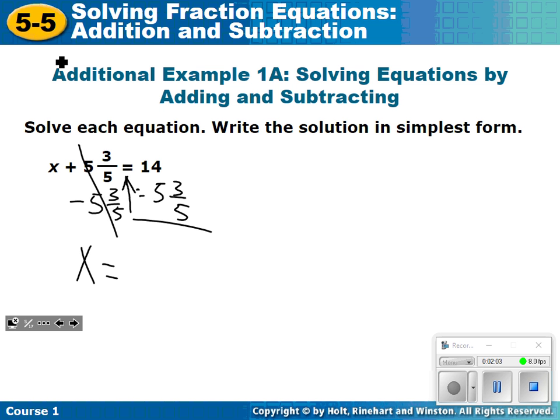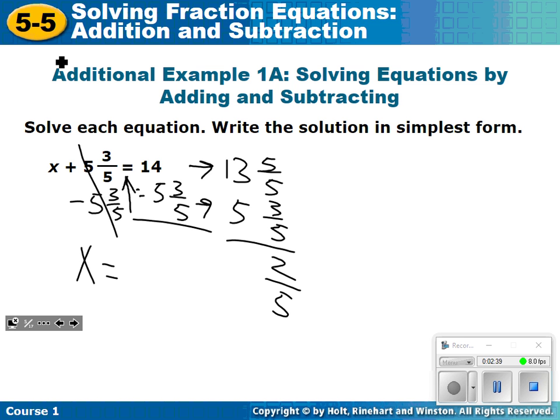Okay? So what do we have to do here? We got 14 minus 5 3/5. What do we have to do? Well, we got to find a common denominator for one. We can just pick any denominator right now because we have no denominator. We could take this 14 and break it down. Let's break this down to a 13 5/5. And this is a 5 3/5. Do my subtraction. 5 minus 3 is 2/5. 13 minus 5 is 8. X equals 8 2/5.